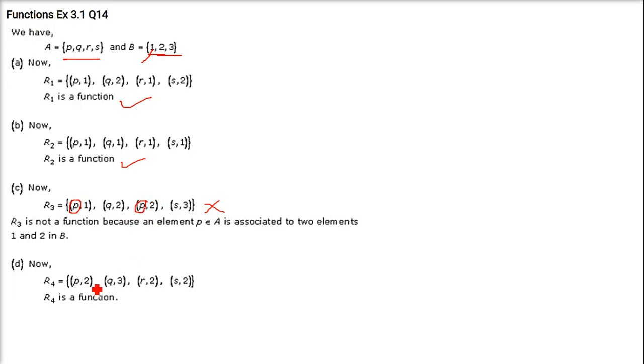Come here: (P, 2), (Q, 3), (R, 3), (S, 2). P, Q, R, S are all unique and belong to set A. And 2, 3, 2, 3 may be repeated, but they belong to set B. So this is a function. Only the third one is not a function.